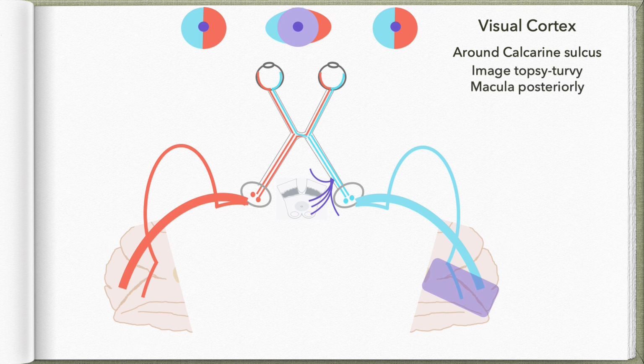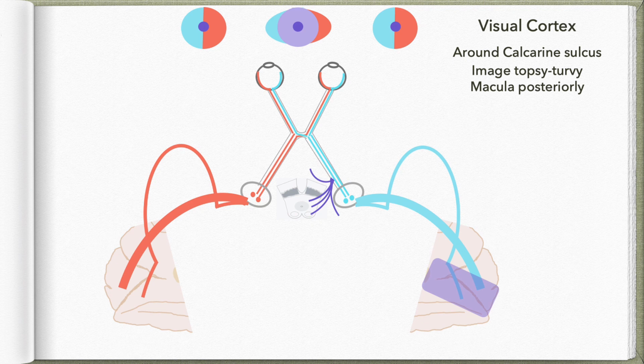Now within the visual cortex, image is topsy-turvy. Firstly, the right-sided visual cortex receives information about left half of the visual field. So now if you're looking with both your eyes open, let us say you draw a line at the level of your nasal cavity, whatever visual field you have on the left half, that will be perceived by your right-sided cortex and vice versa.